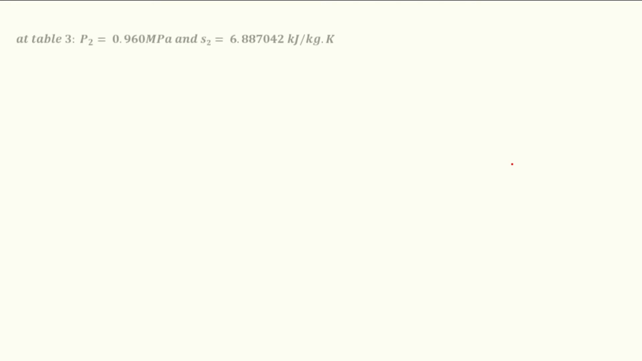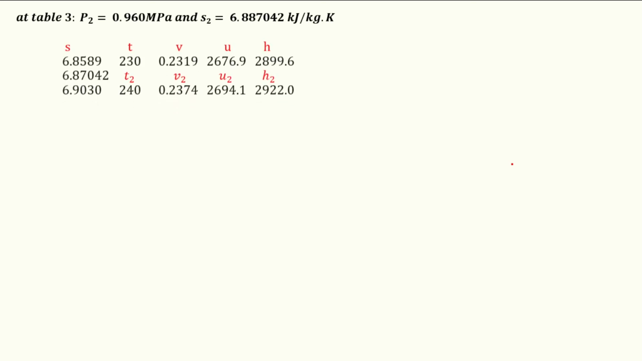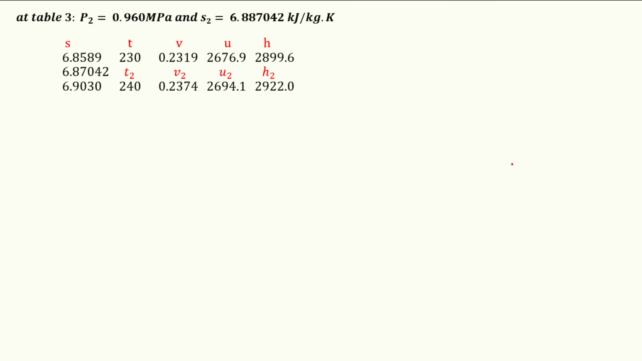So, table 3 at P2 is equals to 0.96 megapascal. And S2 is equals to 6.87042 kilojoules per kilogram Kelvin. Kunin natin si, ano ba kailangan? Entropy, temperature, specific volume, specific internal energy, and specific enthalpy. So, yung 0.96, may eksakto yan sa ating steam table.